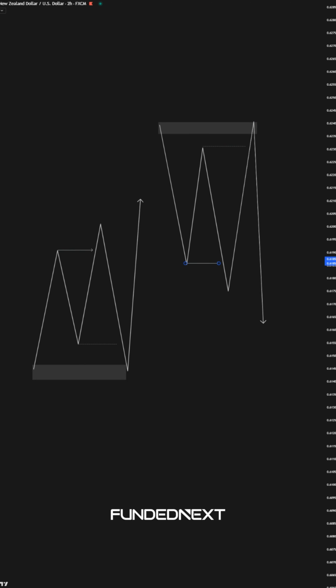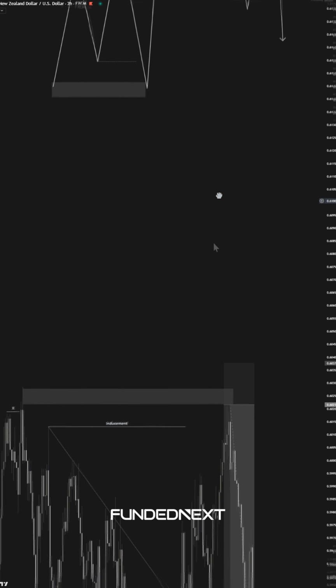So a lot of traders would have been around here trying to wait for price to sell from here, and their stop loss would be above like this. So price would come, sweep their stop loss and begin to push down. So let's head on to the chart.